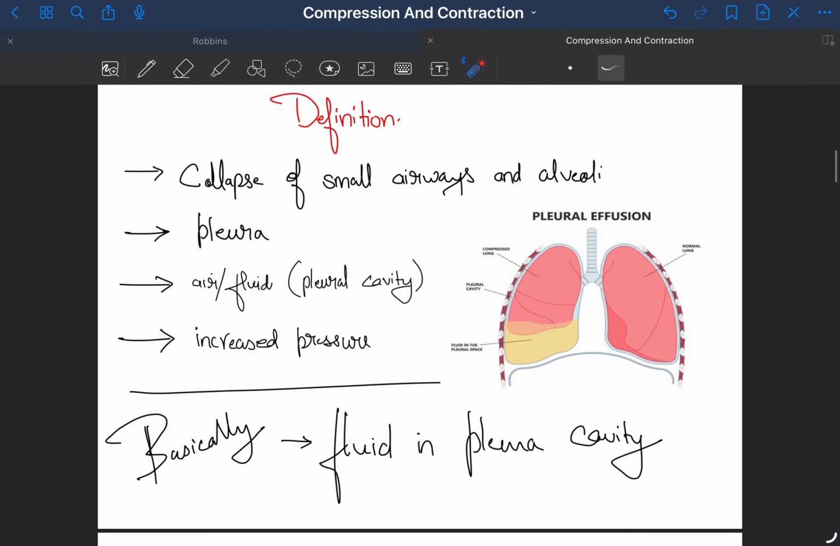Coming to the definition of compression atelectasis, it's basically the collapse of small airways and alveoli deep to the pleura that occurs when the air or fluid in the pleural cavity is under increased pressure. So these are a few key points that we need to remember: collapse of small airways and alveoli, with air or fluid buildup in the pleura which increases the pressure.